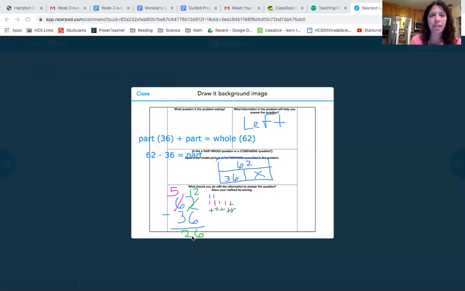Let's see if that makes sense. How many does he have left? If he started off with 62, he gave away 36. Larry has 26 crayons left. So that makes sense. And of course, we can double check our answer. If I put 26 right here, I can add 26 plus 36 to see if it gives me 62. And it will. So that's good. But you can always check yourself.